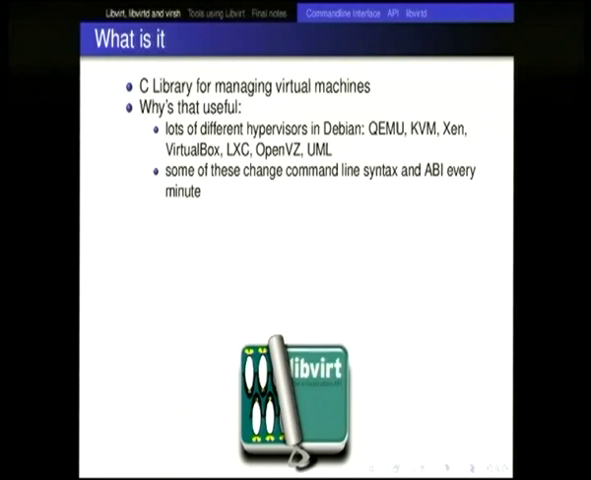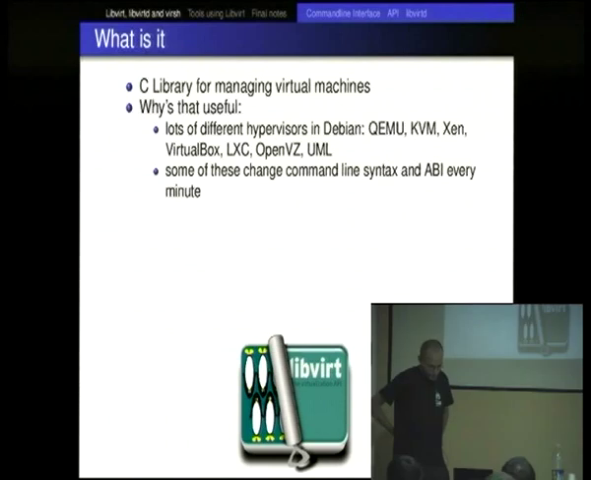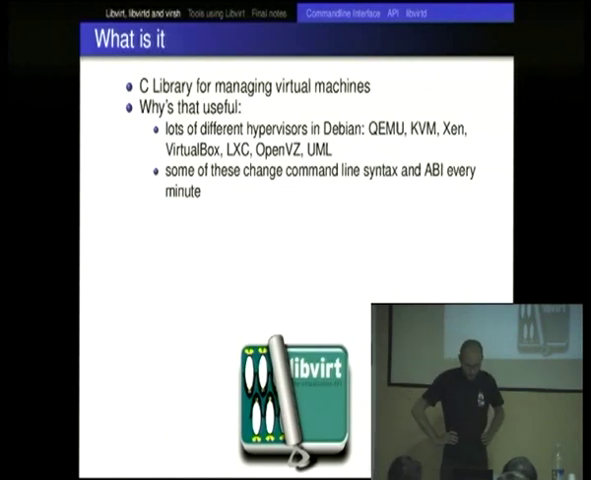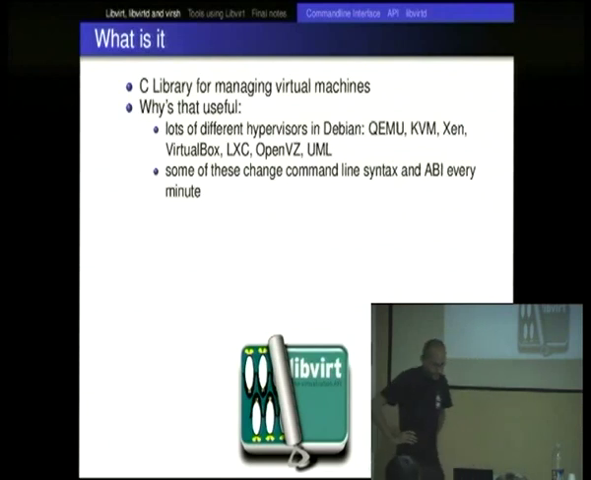But the problem with this is that some of these virtualization solutions either don't have a stable ABI to work against, or they tend to change the command line syntax from release to release. And at least in my case, if I have to use more than one or two virtualization solutions, I always forget how to add a new disk, how to add a new device to the virtual machine, because it's all different between these solutions. And so Libvirt aims to abstract these common pieces of the virtualization solutions and provide an ABI to be able to always use the same ABI and command line interface to do these kinds of things.